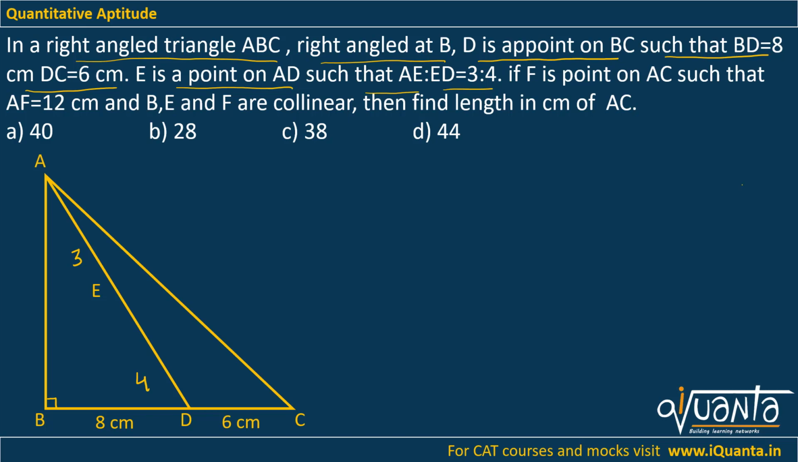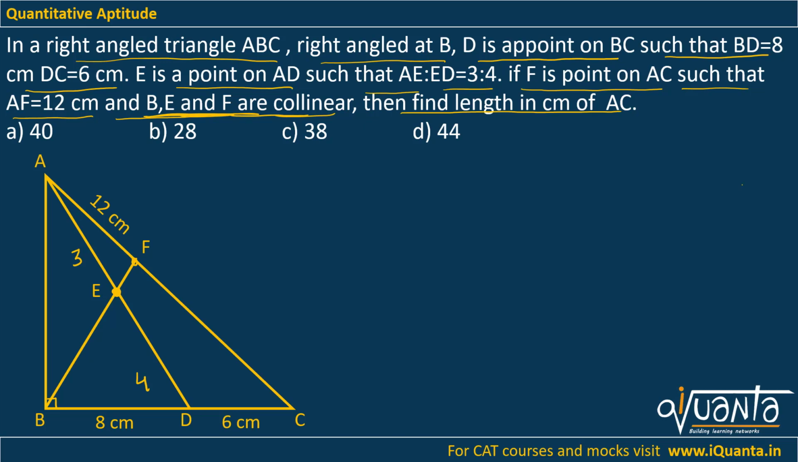After that, F is a point on AC such that AF equals 12 and B, E, F are collinear. Then find the length in centimeters of AC. So I will take a point F on AC such that AF is equal to 12 centimeters. And we have been told that points B, E, F are collinear. That means they will lie on the same line. So I will make a line over here, and B, E, F will be on that same line. So let me join it. B, E, F are on the same line.